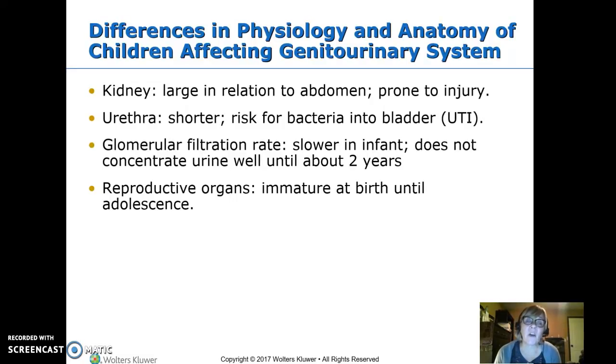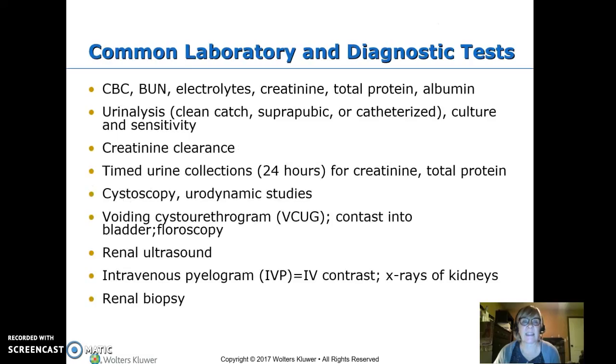The glomerular filtration rate is slower in infants, and this means they can't concentrate their urine. So if they don't take in a lot, they will just pee less, but they won't concentrate the urine the way an older child or an adult will. And then the reproductive organs obviously are immature at birth and don't mature until adolescence.